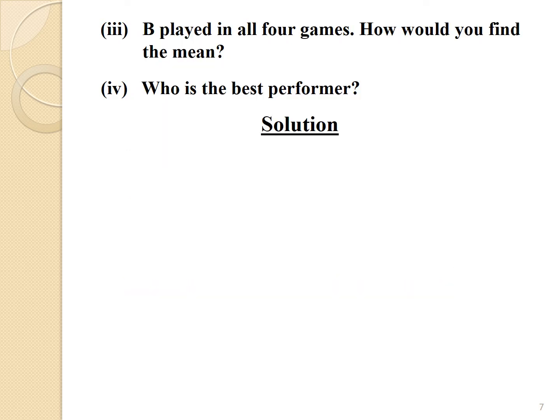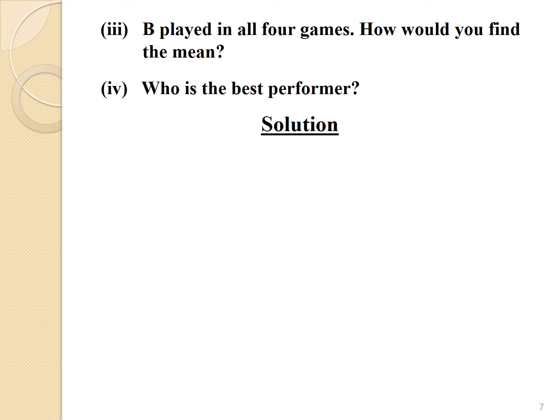Question number 1. Find the mean to determine its average number of points scored per game. Students, in this question, we have to find out the mean in order to know the average performance of player A in each game. Students, we have to divide total points scored by A in 4 games by total number of games in order to find out the mean of A. So, let's find out mean to determine A's average number of points.